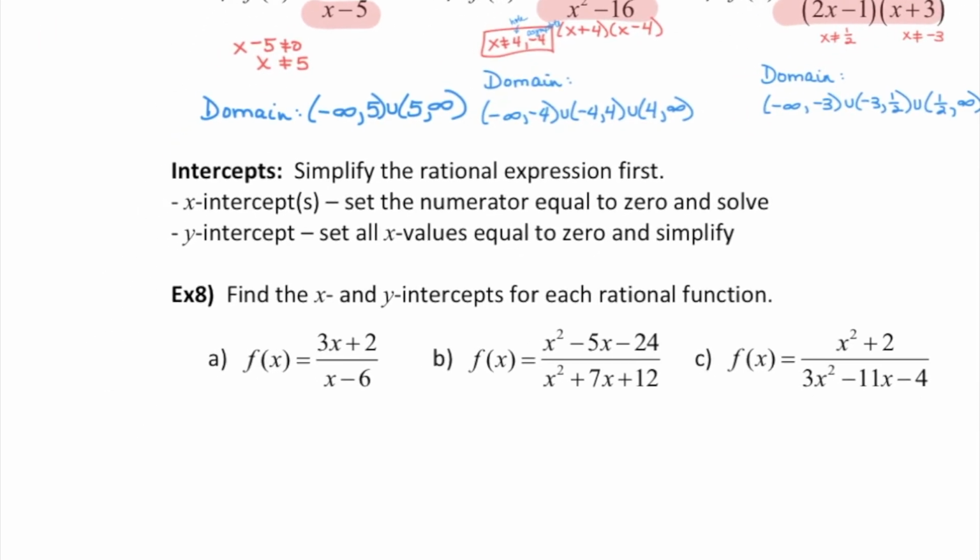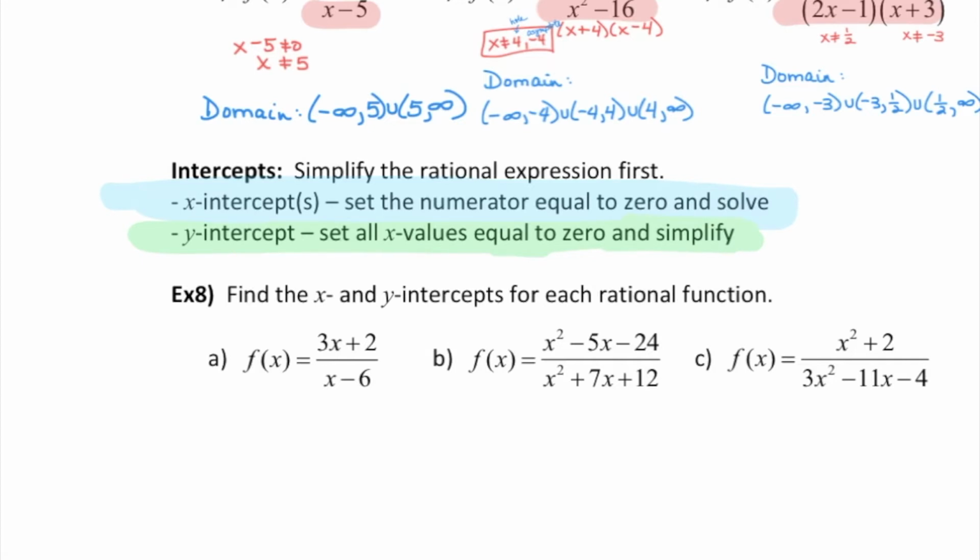Now, I'm also going to ask you to look at the x and y intercepts, just like we would with any function that we're graphing. And the rules for the x-intercepts, let me start with the x-intercepts, are that you want to find where the numerator is equal to 0. So unlike the domain where you set the denominator not equal to 0, for the x-intercepts you set the numerator equal to 0. And then for the y-intercept, you make all of the x's 0, just like you would for any problem where I ask you for a y-intercept.